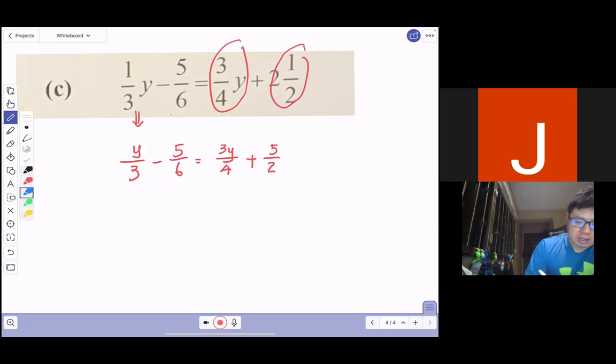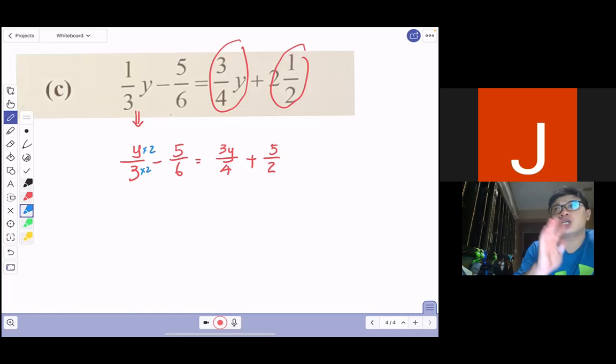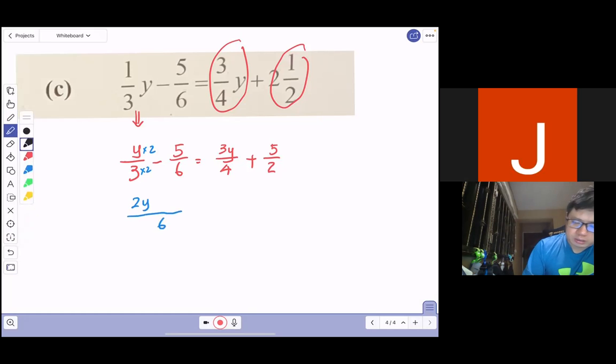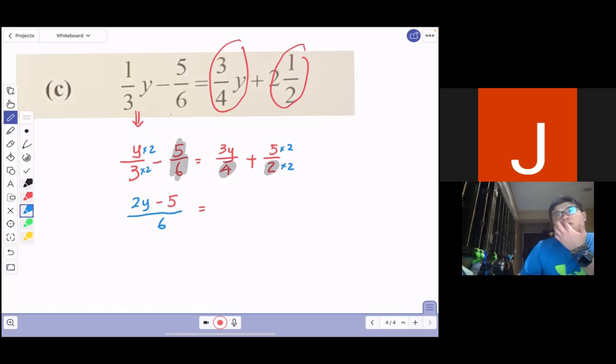From here, I'm just going to multiply this by 2. This is not cross multiplying, this is just making the fractions have the same denominator. This will give me 2y/6, and this whole portion gives me a minus 5. On the right-hand side, there's a 4 and a 2, so I'm going to multiply by 2/2, which overall has the value 1. So this is 3y, and 5 times 2 gives me 10. Now this is 4 and this is 4, so I have a 4. Now I have one fraction equals one fraction.